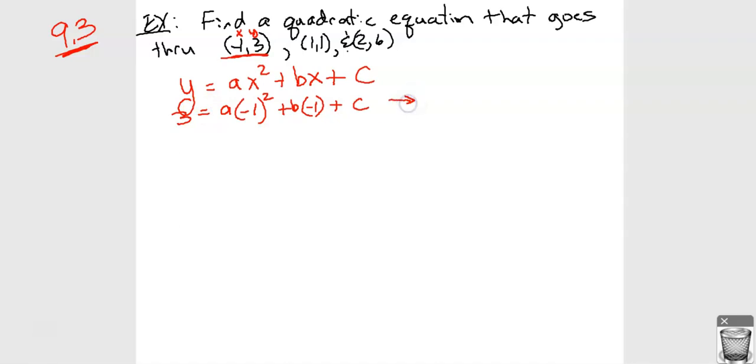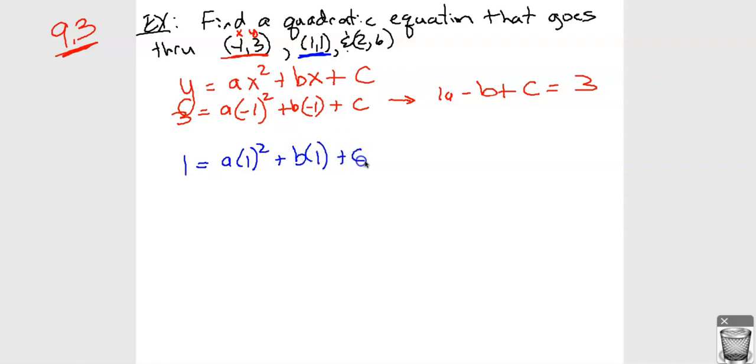Now, if I simplify that, that's really 1a minus b plus c equals 3. Now, if I look at the second point, I'm going to use this point right here. So this is 1 equals a times x squared plus b times 1 plus c, and this equation becomes 1a plus 1b plus c equals 1.